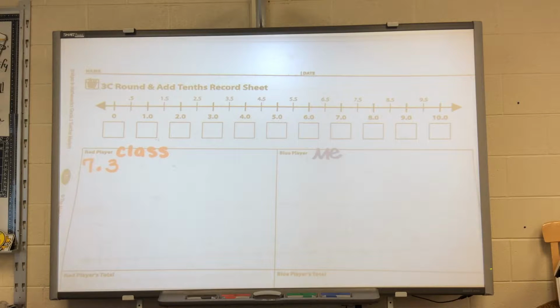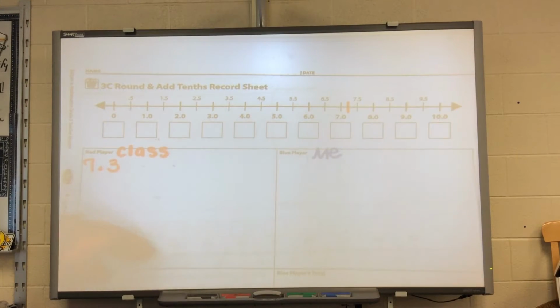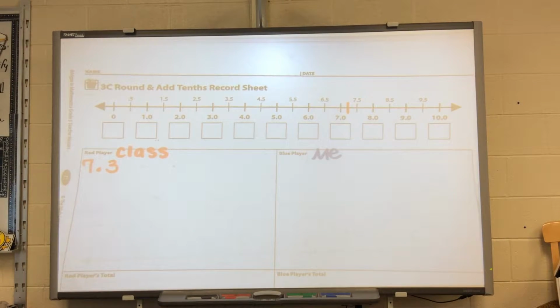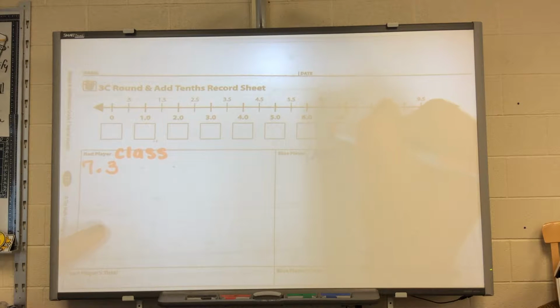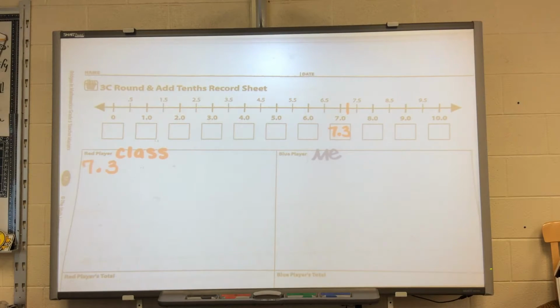If I were to have 7 and 3 tenths, it would be about right here, right? Which whole number does it round to? Is it closer to 7 or 8? Sophia? 7. So Giuseppe's number, 7 and 3 tenths, rounds to 7.